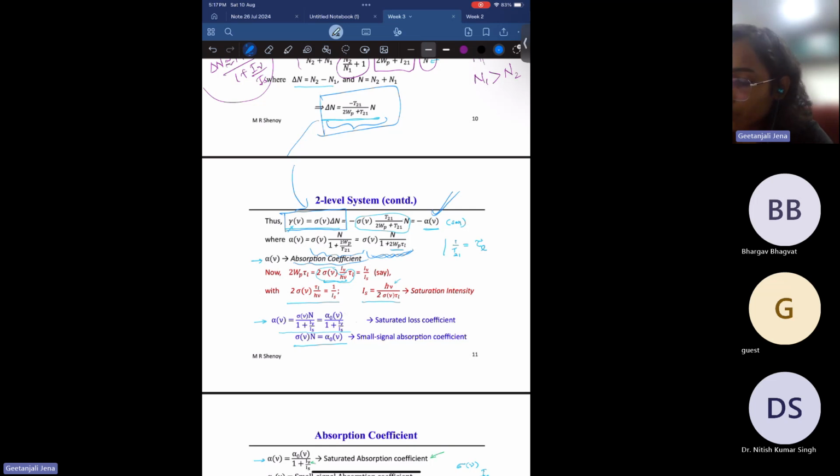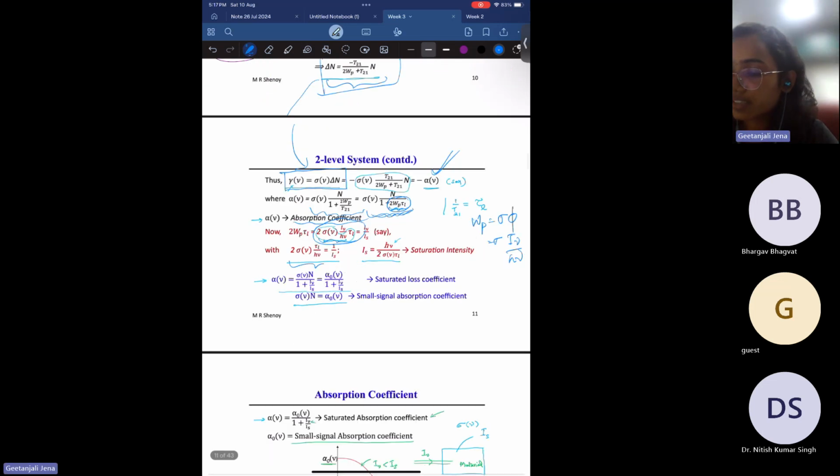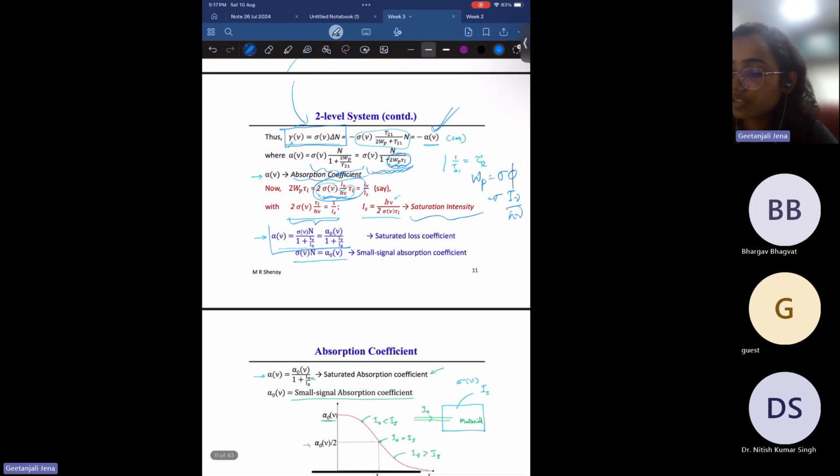Okay. So alpha_nu is nothing but the absorption coefficient. And in this expression, for the second term, which is 2 omega_p tau_L, you can put the value of omega_p as sigma_nu I_nu by h nu. So omega_p, you already know it is sigma into flux, right? And sigma into flux is nothing but I_nu by h nu. So you can make this substitution here. And other than I_nu, you can take the other constants as I_s. So I_s is the saturation intensity that we have seen earlier. So you can write it as I_nu by I_s. So this is the final expression for the absorption coefficient.